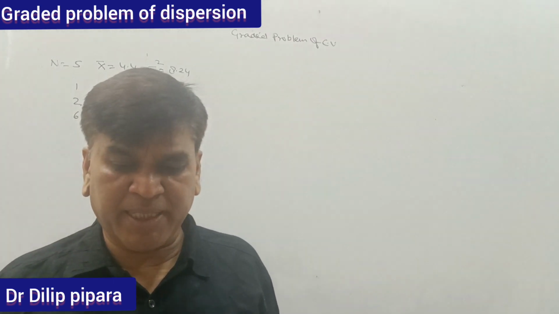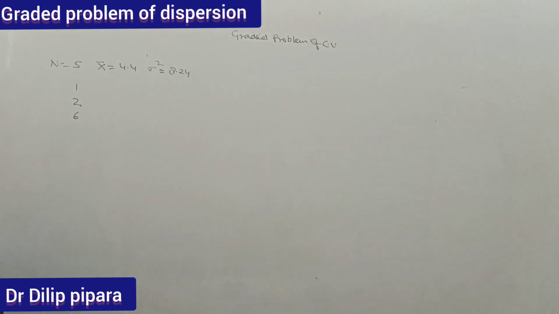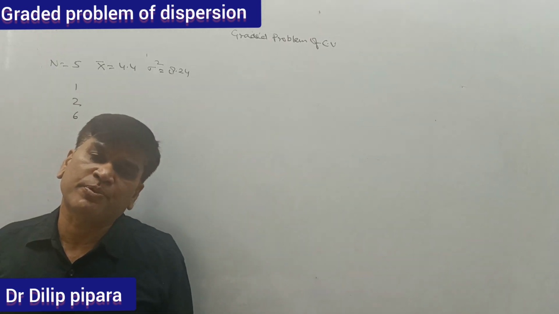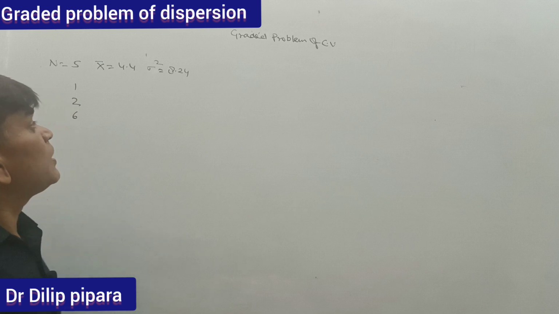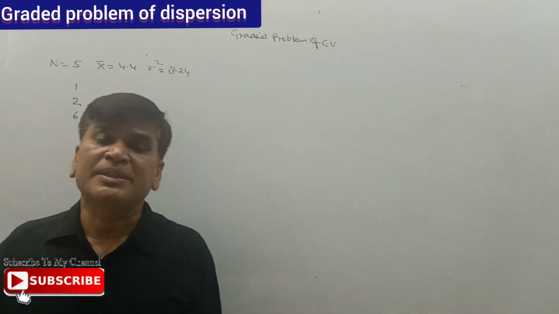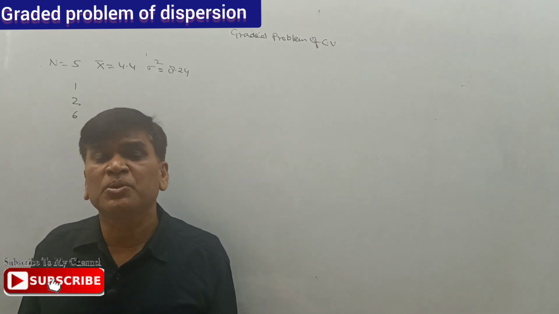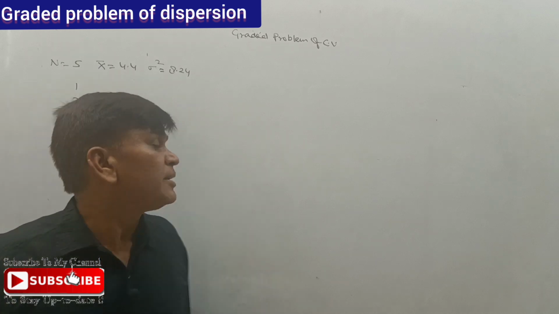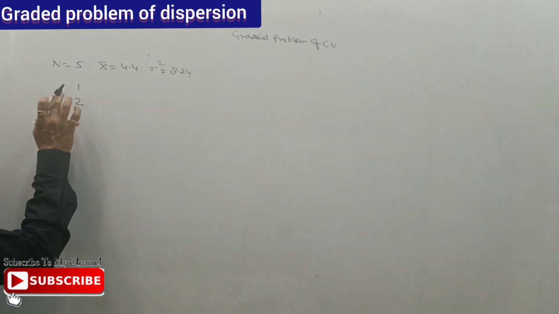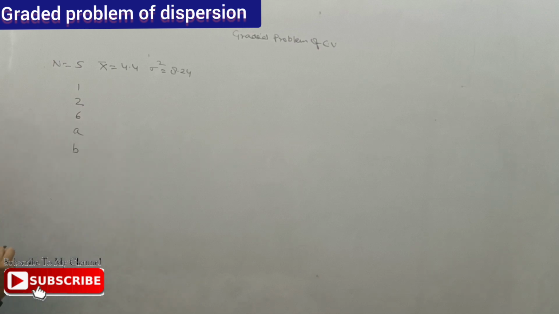The question has some trickiness. What is the question saying? Among 5 numbers, the arithmetic mean is 4.4 and the variance is 8.24. Among these 5, 3 are 1, 2 and 6. The remaining 2 we have to calculate. Suppose these are 1, 2, 6 and a and b.